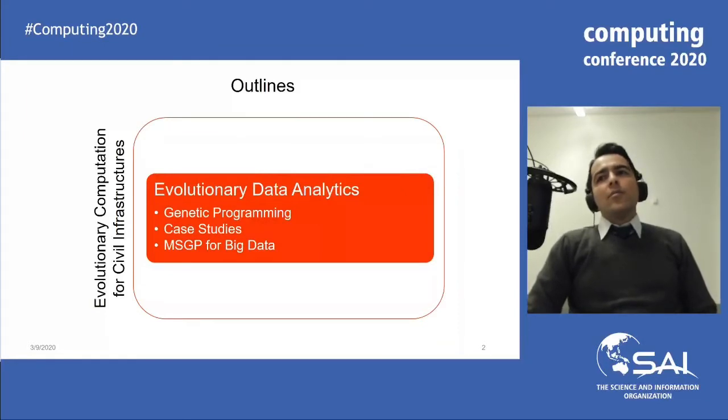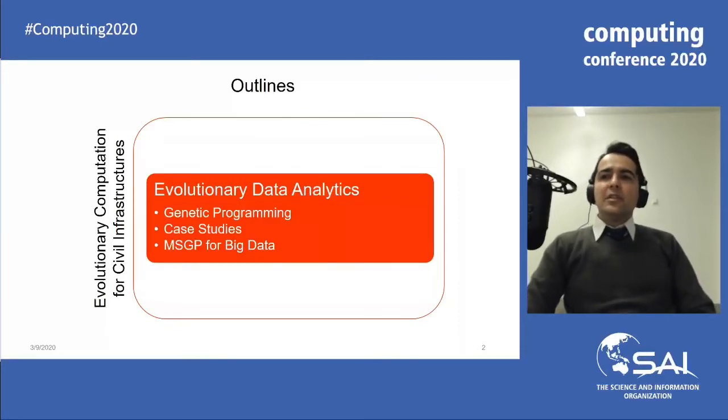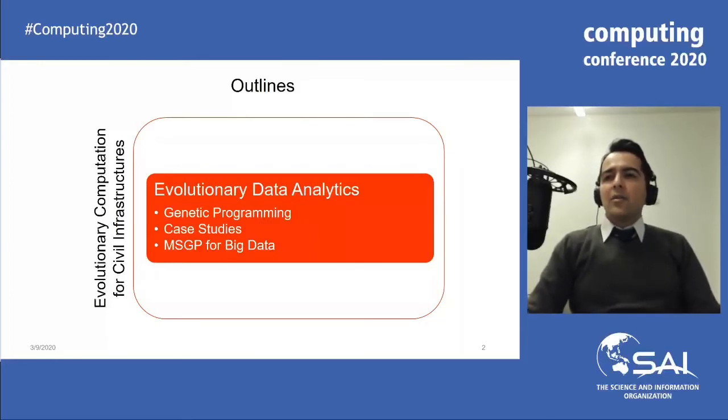The outline of these features is categorized in three different sections. From evolutionary data analytics, I mean genetic programming, which is an evolutionary approach which does machine learning. And after introducing the concept and some philosophy behind genetic programming, I will discuss some case studies. And finally, I will talk about an approach I proposed called Multistage genetic programming for data analytics and its application for big data analytics.